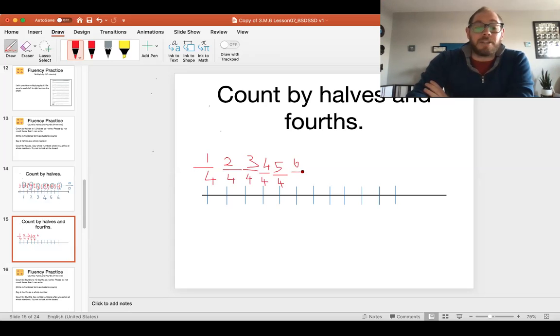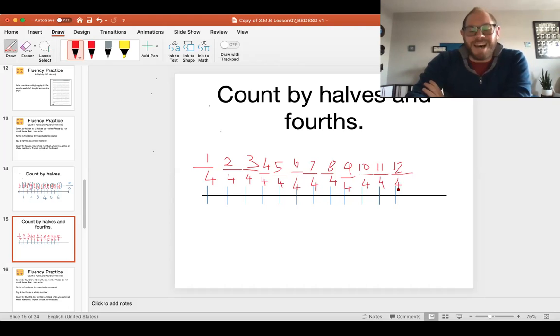6/4. If you need to, go ahead and finish the rest of your number line, you might be faster than I am. 7/4. 8/4. 9/4. 10/4. 11/4. And 12/4. Well done to everyone who labeled your number line right.